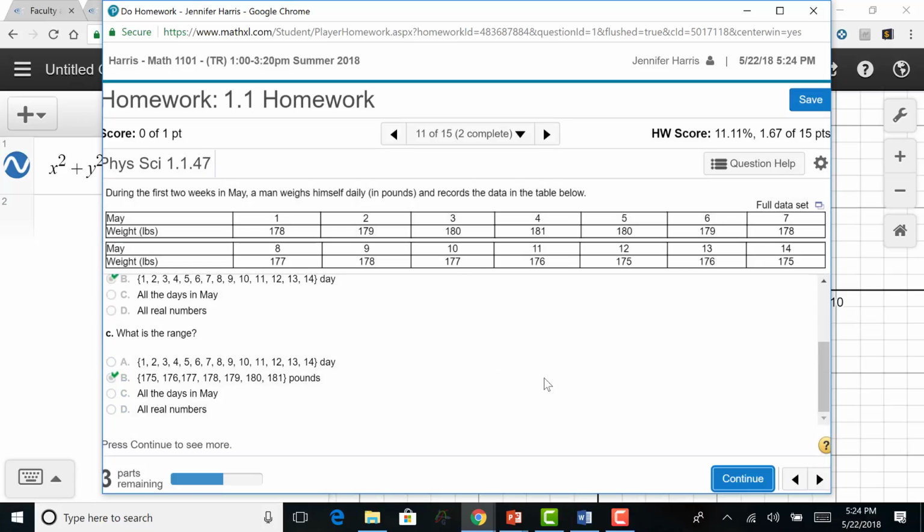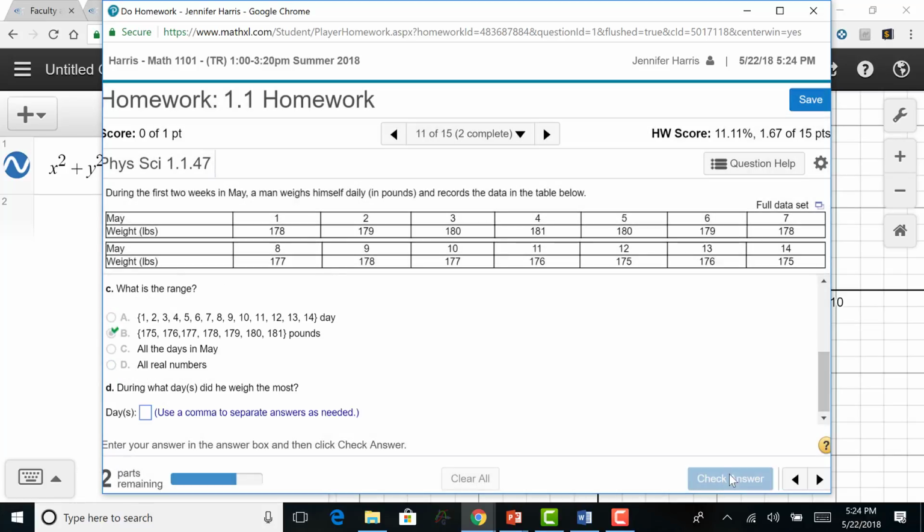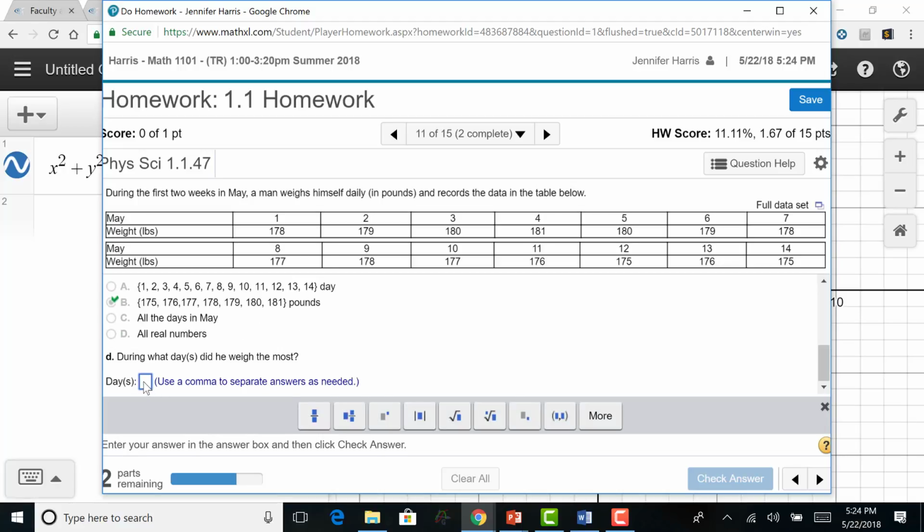There's one other question I wanted you to see. During what days did he weigh the most? Well, what's the highest weight that he got up to? 181 pounds. On what day was that? The 4th. Okay, so then you would put in 4, because that's the day that he weighed the most. So this is day 4.